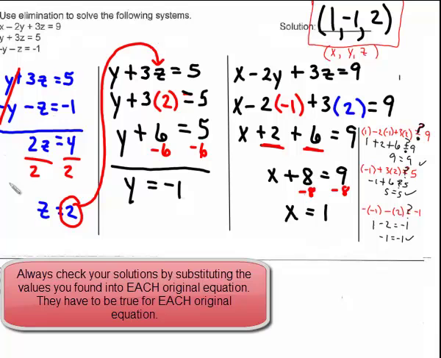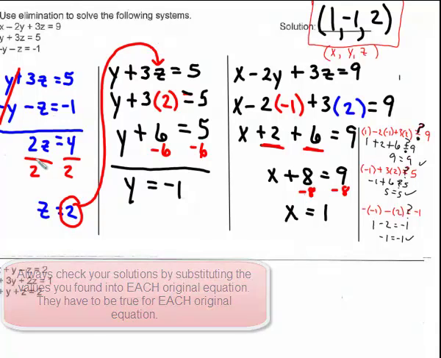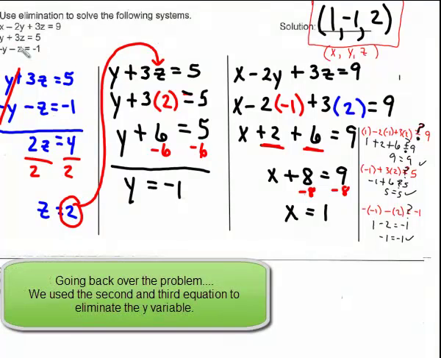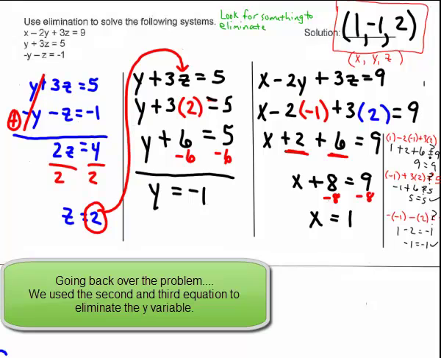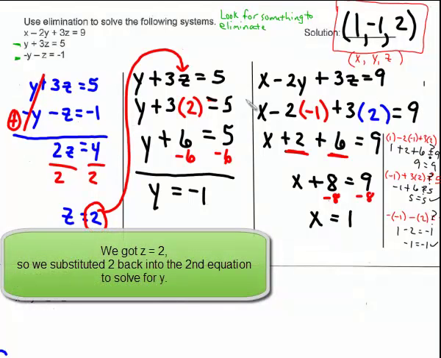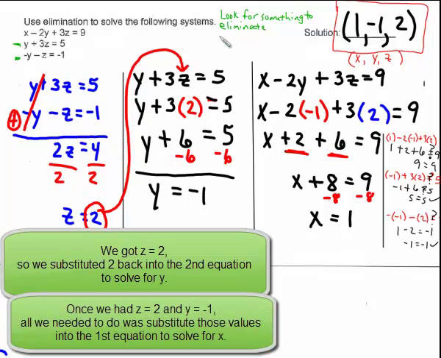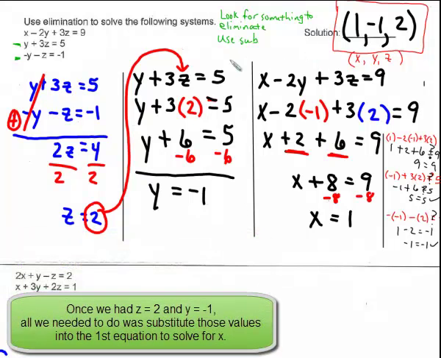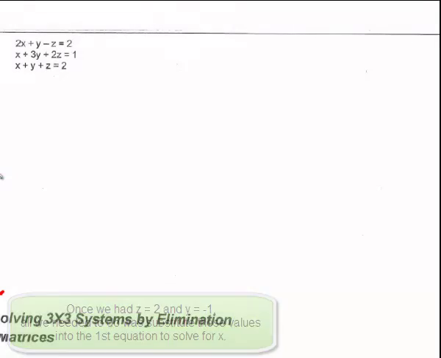So, to recap, the first thing I did was look for something that could possibly easily eliminate. In this case, we could see that if I work with these two equations, we can eliminate the y's. Then we use substitution to solve for the variable. And then we use substitution again. Let's look at another example.